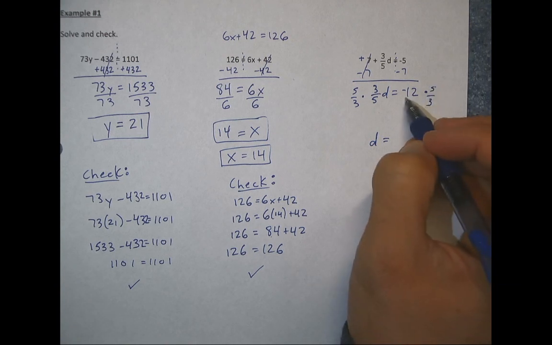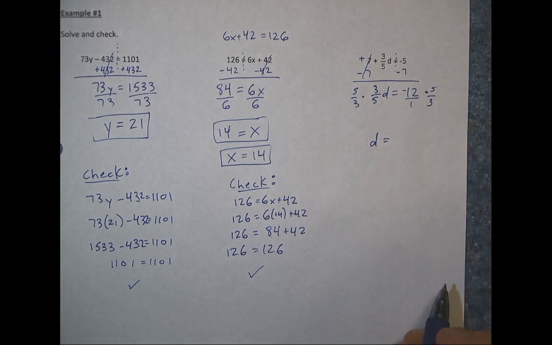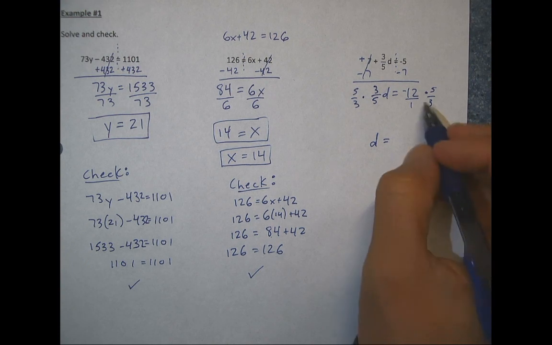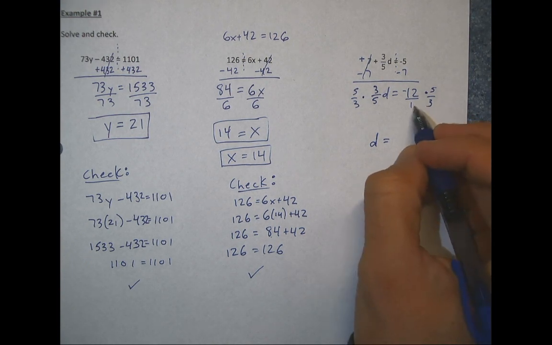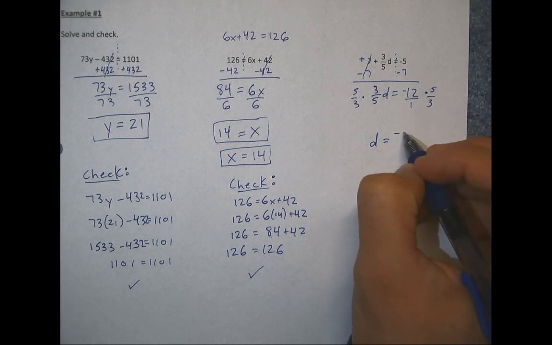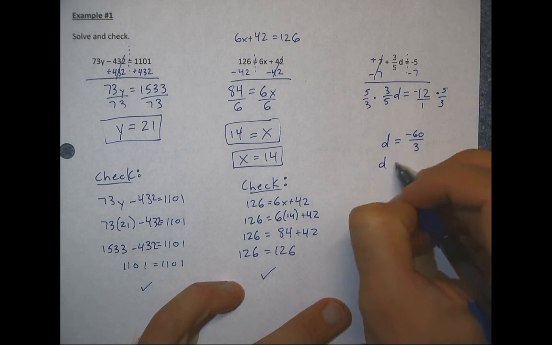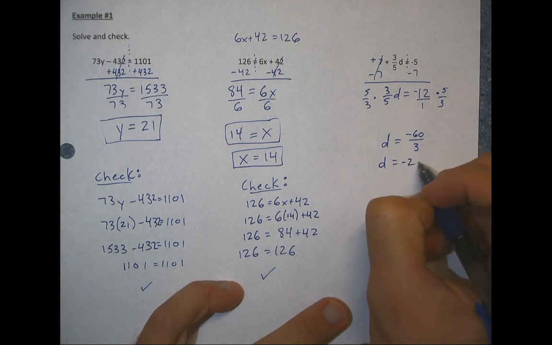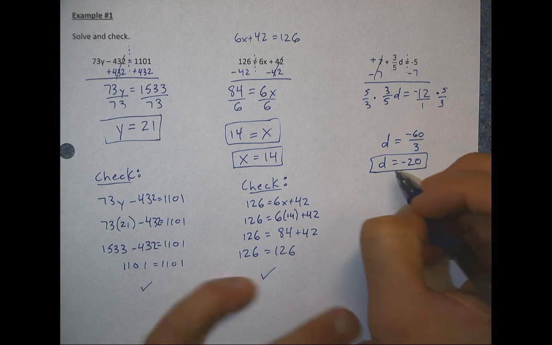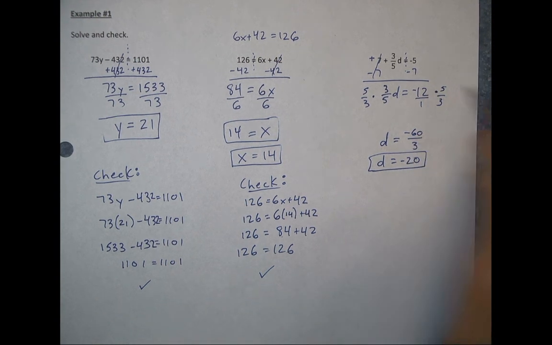And now over here, think about it like this. Okay, so when I multiply here, this is over 1. I'm going to get negative 60 over 3, which can simplify. Just divide. Negative 60 divided by 3 is negative 20. And if you use the little shortcuts up here, you could simplify early, get straight to the answer.